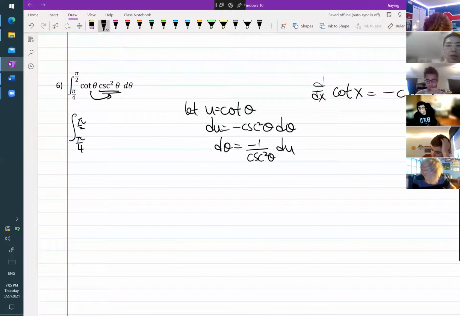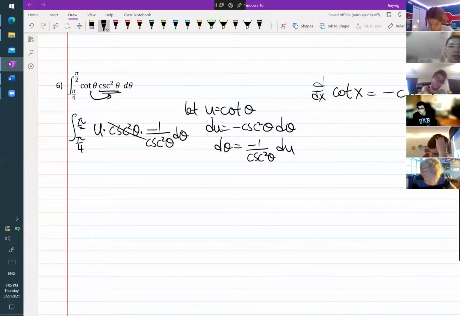We get u times negative 1 over cosecant squared theta times cosecant squared theta d theta. And then those cancel out and give you 1. So we just get negative u, integrating. I'm not going to finish it.